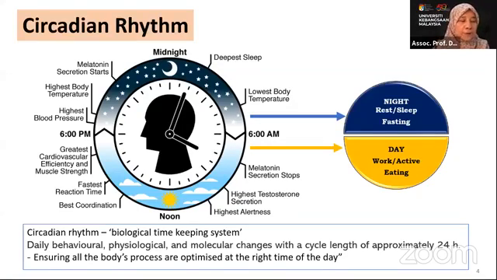Every organism has its own timekeeping system to anticipate and adapt to the day-night cycle, which is known as circadian rhythm. Circadian is a Latin phrase which means around a day, or 24 hours. So it is a daily behavioral, physiological, and molecular change with a cycle length of approximately 24 hours, ensuring all the body processes are optimized at the right time of the day.